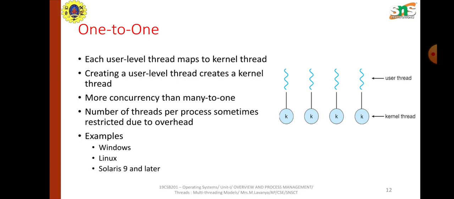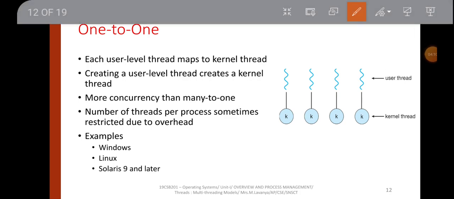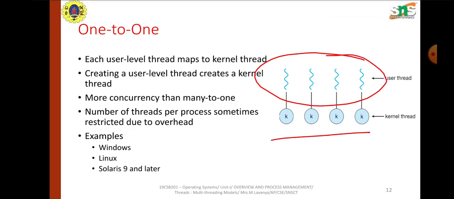The number of threads per process is sometimes restricted due to overhead, because as the number of user threads increases, the number of kernel threads also increases in this one-to-one model. The examples are Windows, Linux, Solaris. In this, as you can see, this diagrammatic representation indicates the 4 user threads are mapped to 4 kernel threads individually.